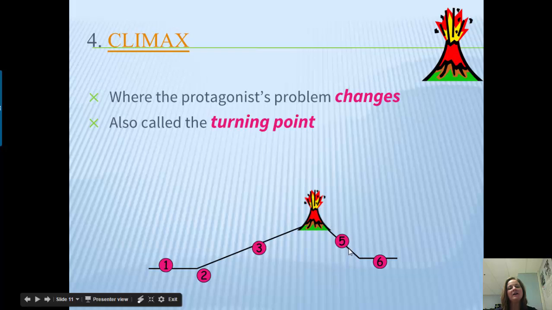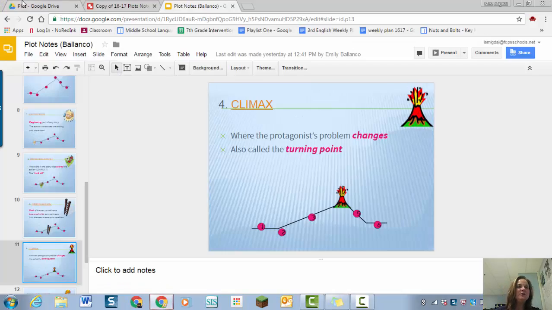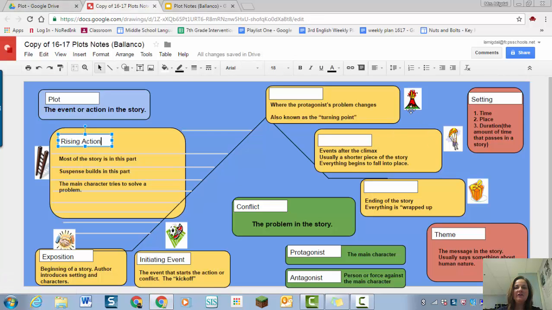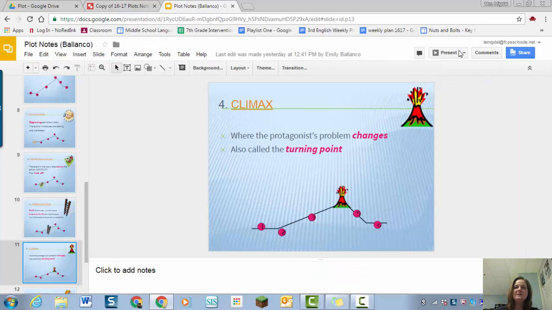After it, things are going to kind of calm down a little bit. Okay, and remember, this is a line. I'm going to keep telling you that. All right, so that's called the climax. So let's go put that on our chart. Here's our volcano up here, and we're going to type in the word climax. Go back to our notes.